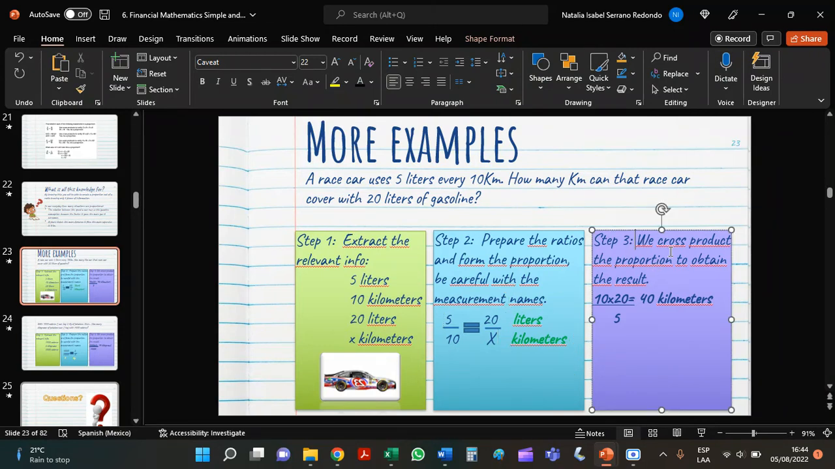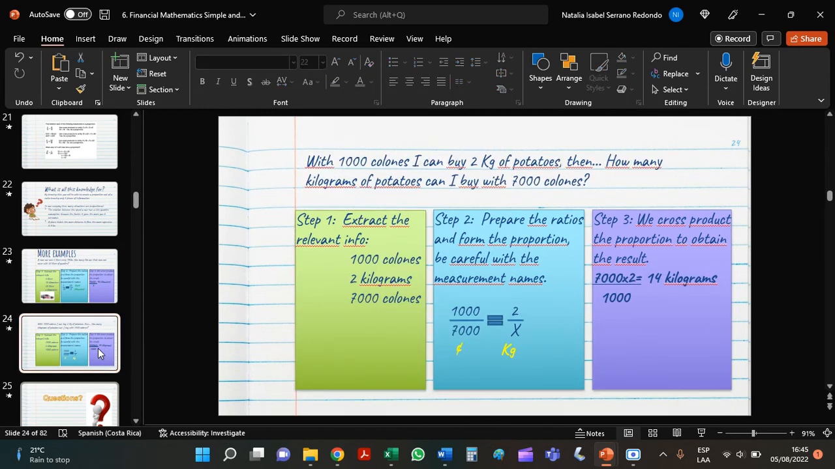Step number 3, we cross product the proportion to obtain the result. 10 times 20 divided by 5. It'll give you 40 kilometers. That's the answer. With 5 liters, you run 10. With 20 liters, you run 40. That is why proportions and ratios are very important in our everyday lives, because you have to make these numbers work all the time, more frequently than you can think of.